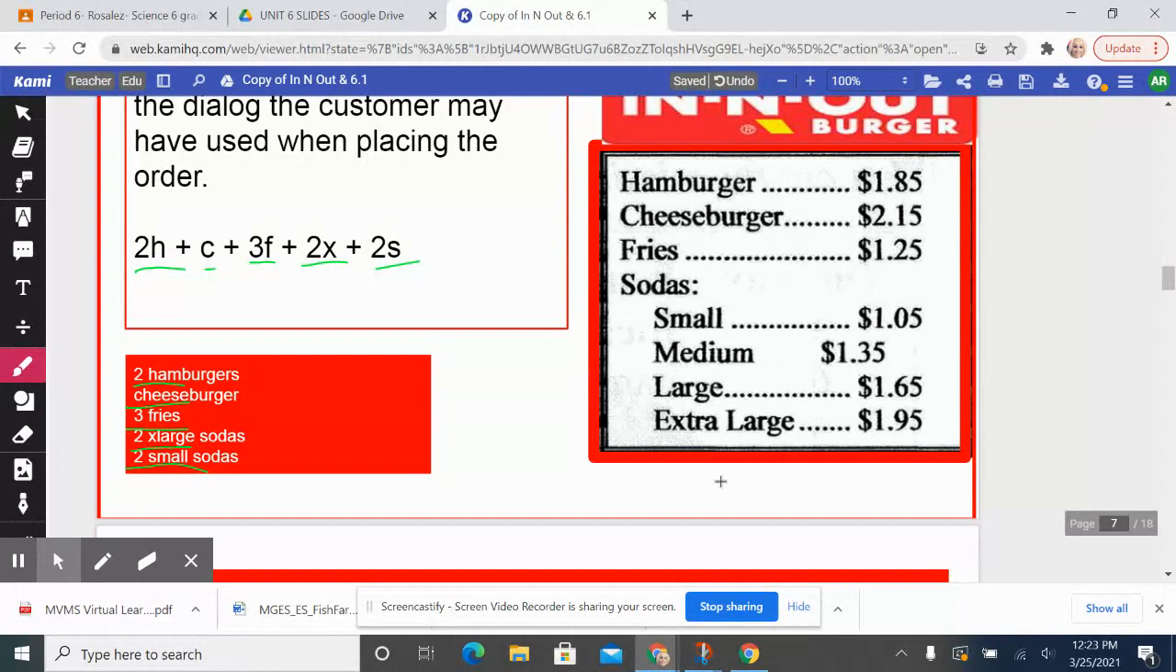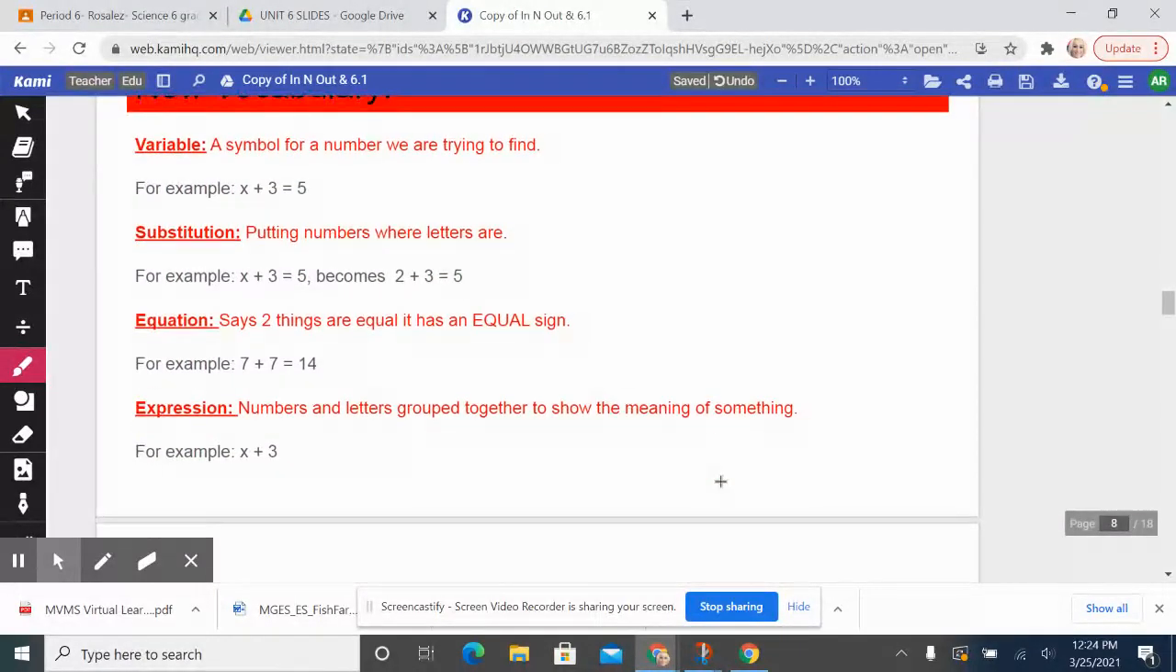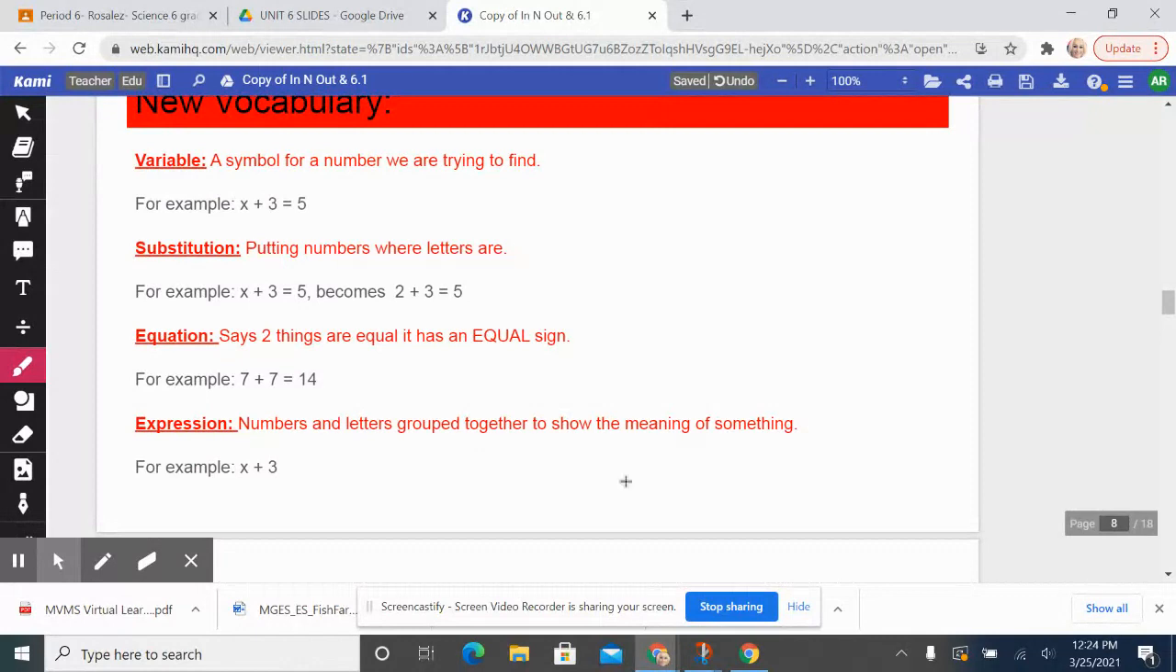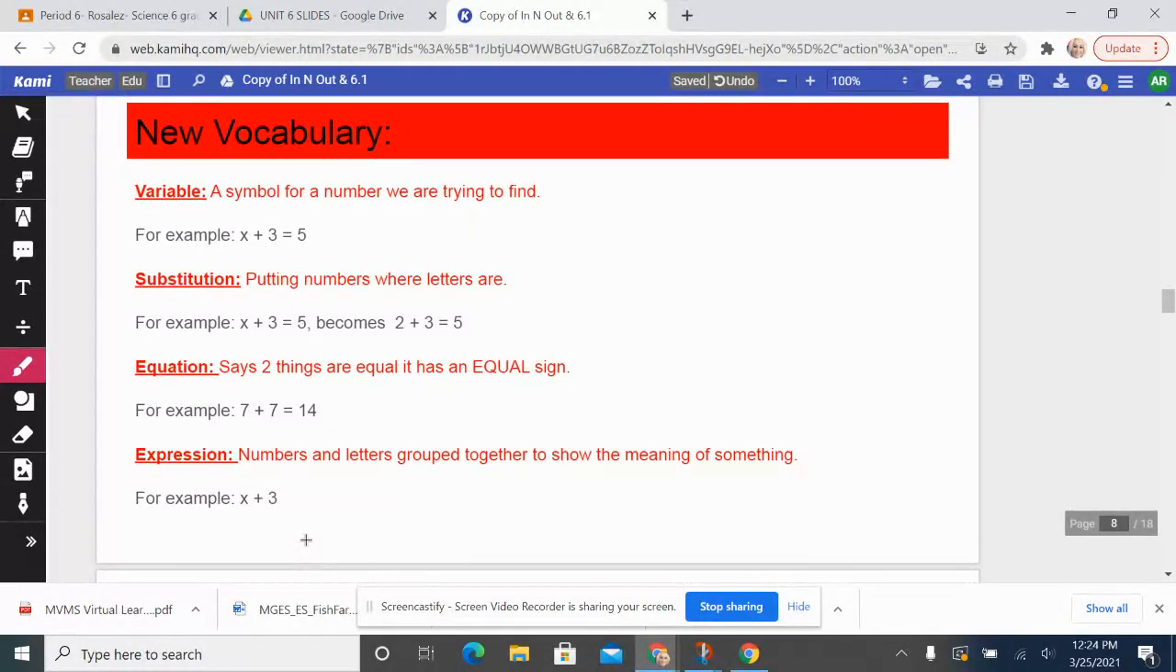This is just an introduction for you. So here's new vocabulary that I wasn't sure if you guys knew or not. So I just added it. So a variable is a symbol for a number we're trying to find. And I gave you an example. X plus something makes 5, right? Well, you know what that is. What plus 3 makes 5, right? So substitution is putting that number in.